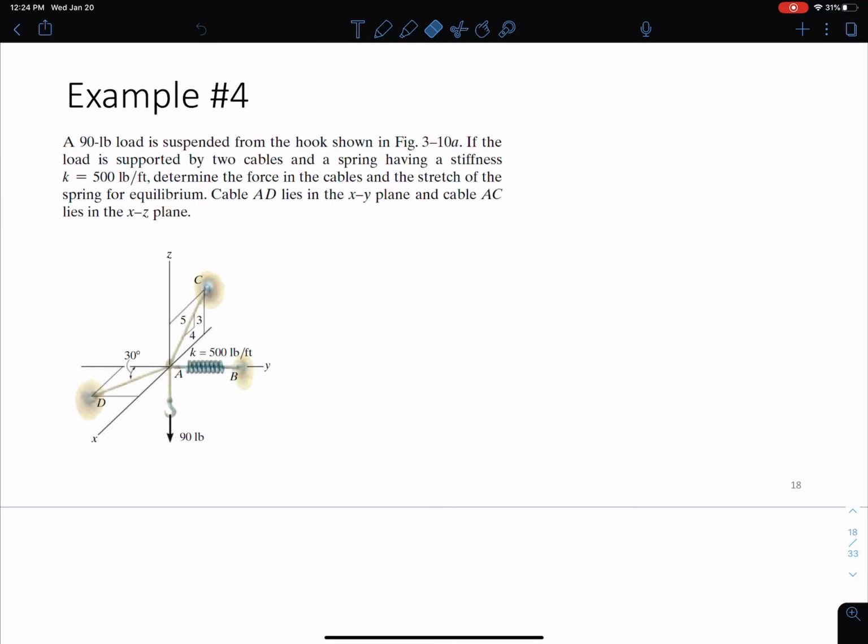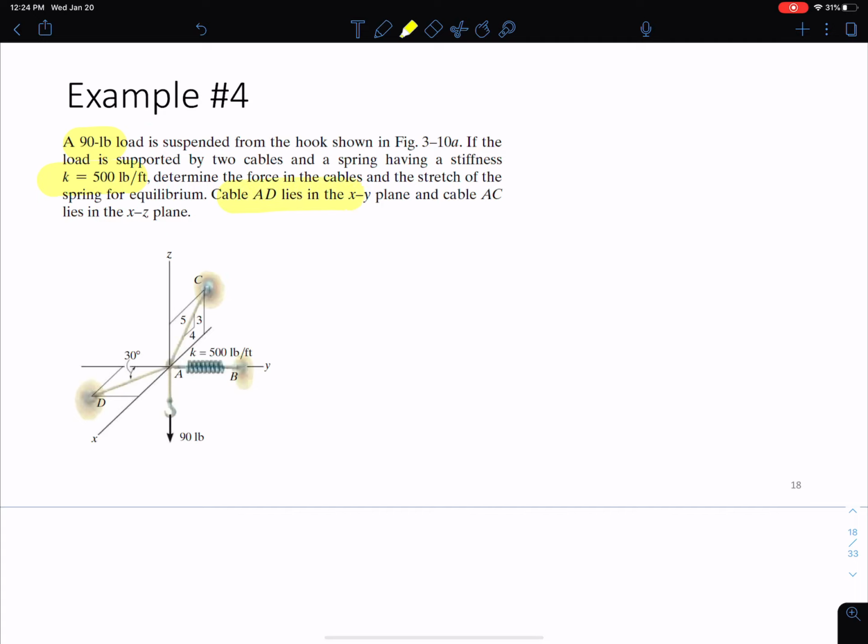So example 4 here, we have a 90-pound load that is acting purely in the negative z direction, and we have a cable and hook system here that is supporting this 90-pound load. We're given some information about what's happening in the problem. We're given the stiffness, and of course the weight in this case, because this is in pounds. And what we want to know is, determine the force in the cables and the stretch of the spring for equilibrium.